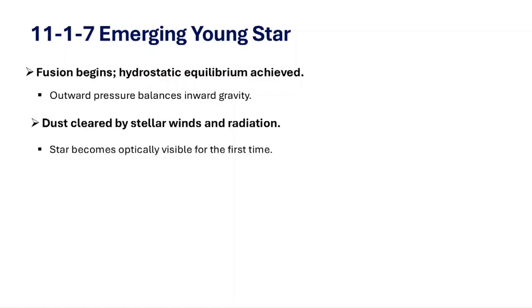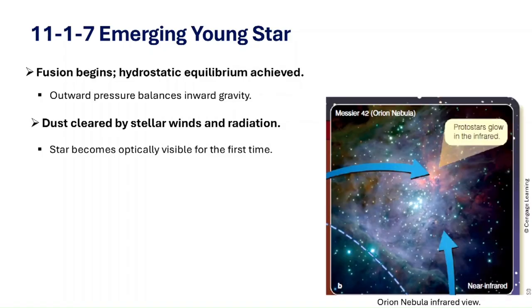Now that fusion has kicked in, the young star becomes very active. It releases powerful stellar winds and radiation that blow away the surrounding dust and gas cocoon. Now imagine a newborn star literally clearing its nursery. The radiation pushes the dust aside and suddenly it can be seen in the visible light for the first time. So that's why when we look at regions like the Orion Nebula, we see some stars still hidden in dust while others are fully visible. They have just cleared away their envelopes.